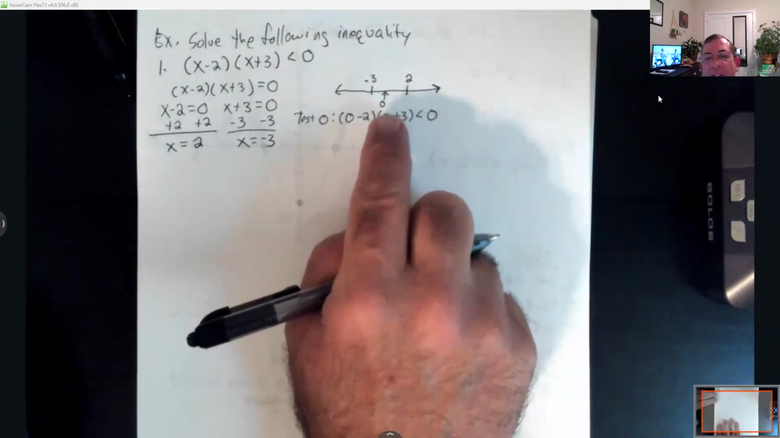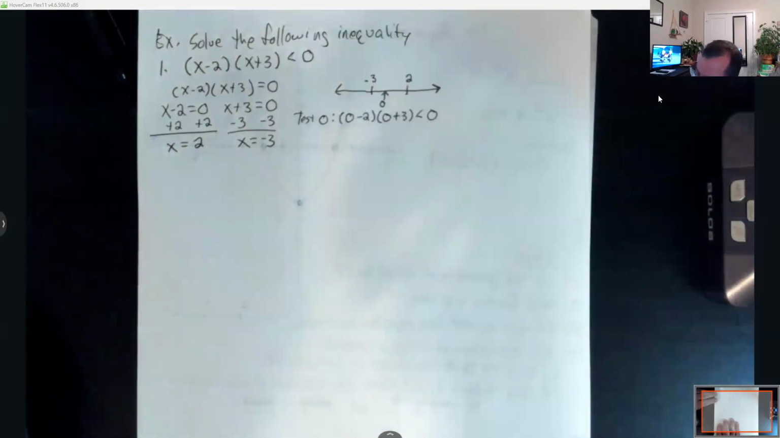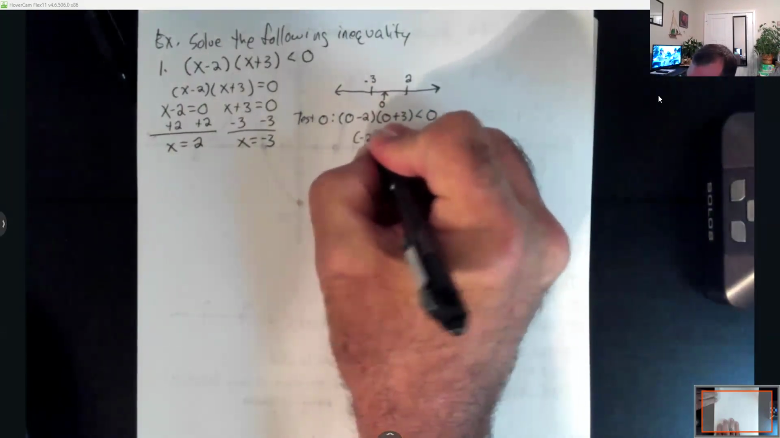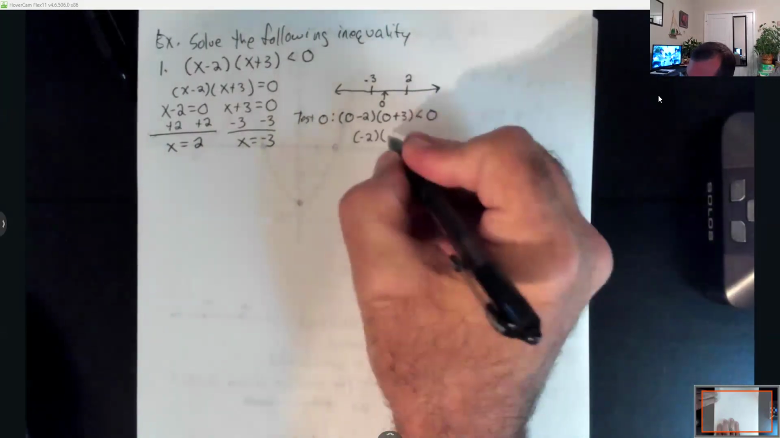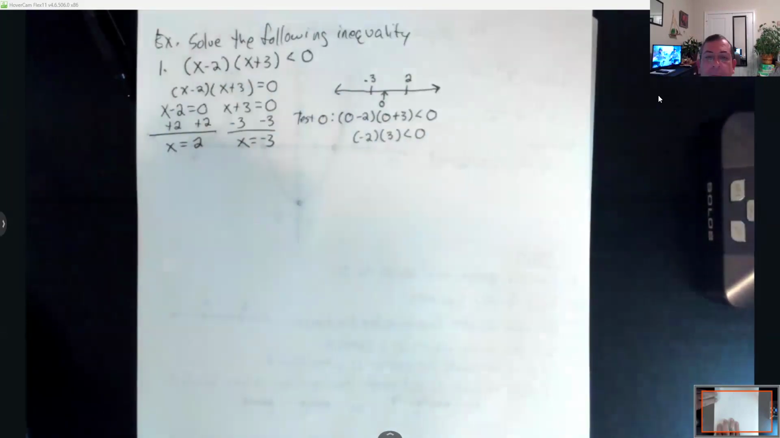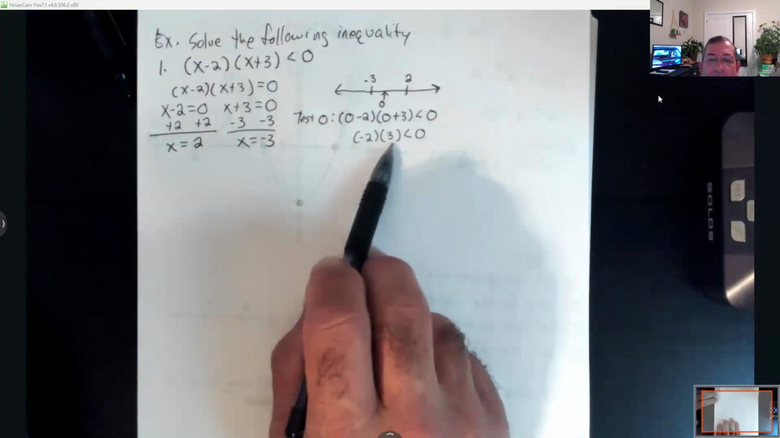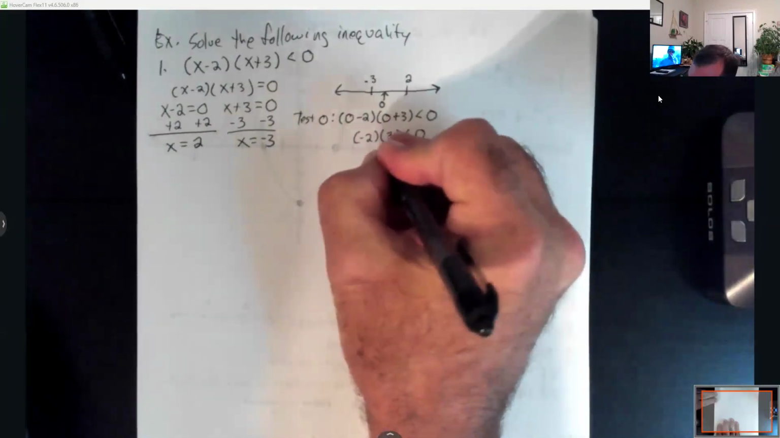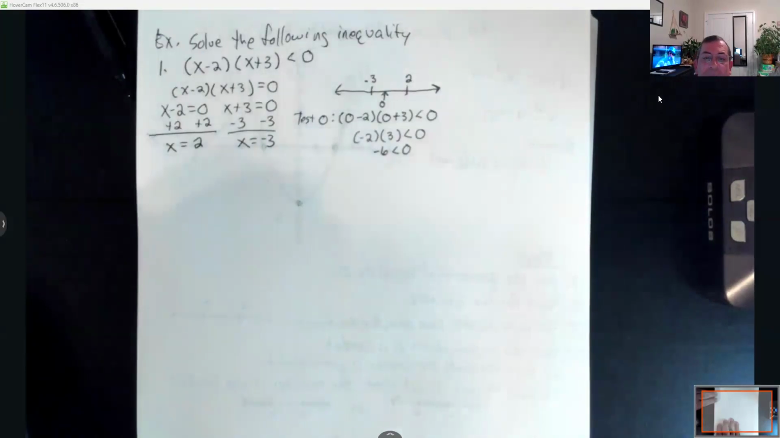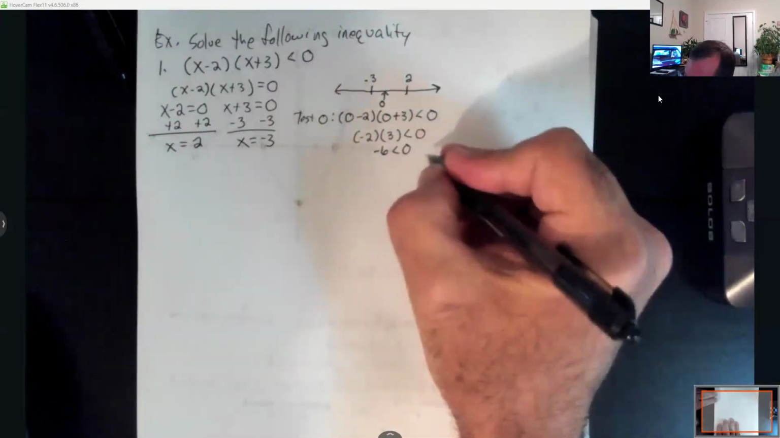So is this true or false? Well, 0 minus 2 gives me a -2. 0 plus 3 is 3. So now I'm looking to see what -2 times 3 is. That's going to give me a -6, less than 0. That is true.